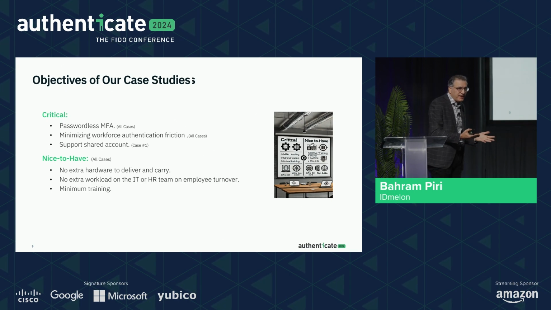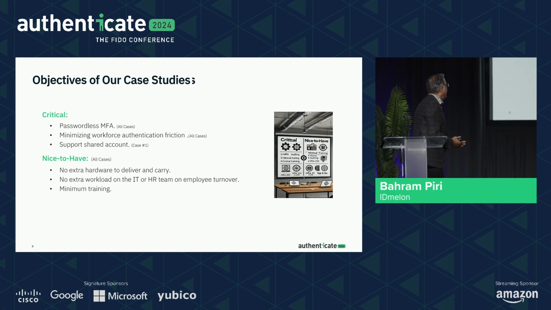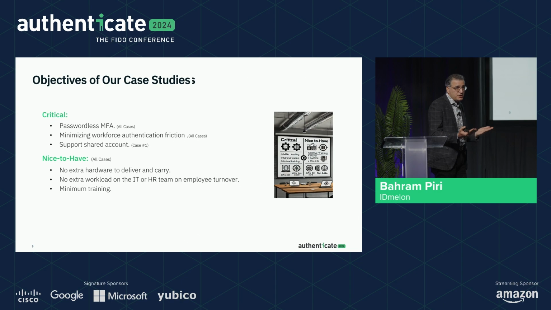For the kind of MFA, they cannot carry the phone, but maybe they can carry an OTP and read the 6 numbers and enter them. That is also kind of impossible for them, and it's critical to not go after that. And support shared account. They want something that supports a shared account. With the FIDO security key, you cannot support the shared account.